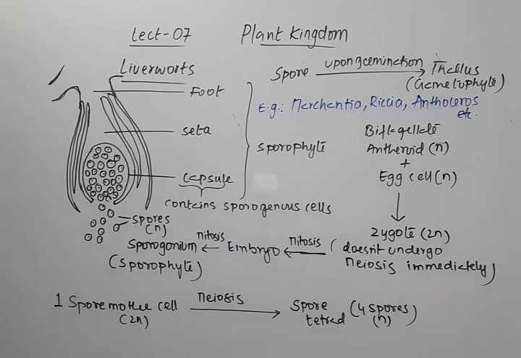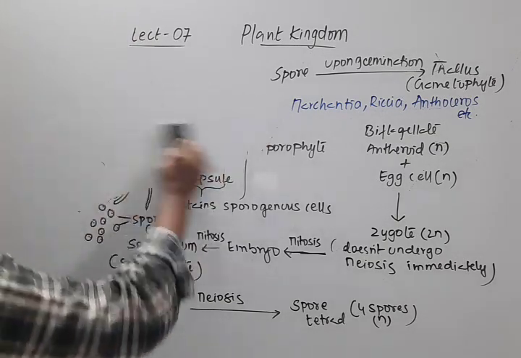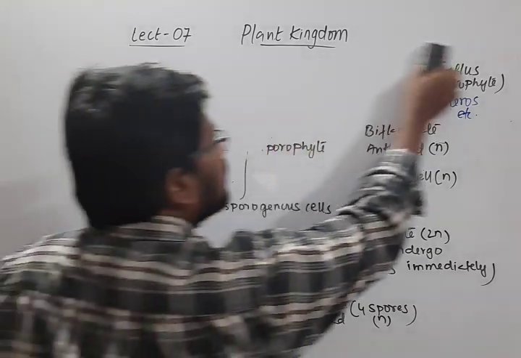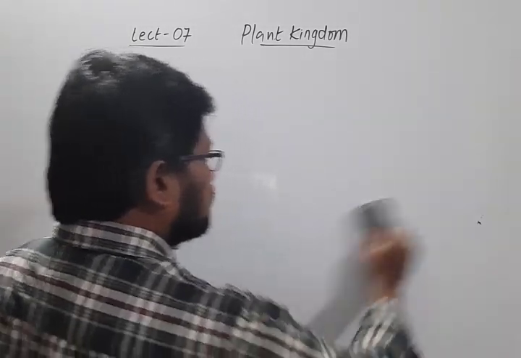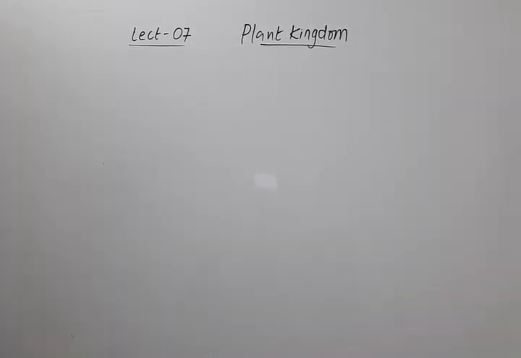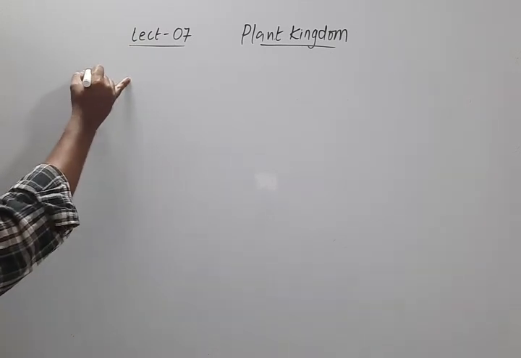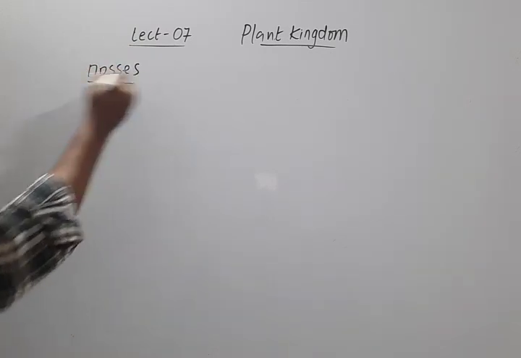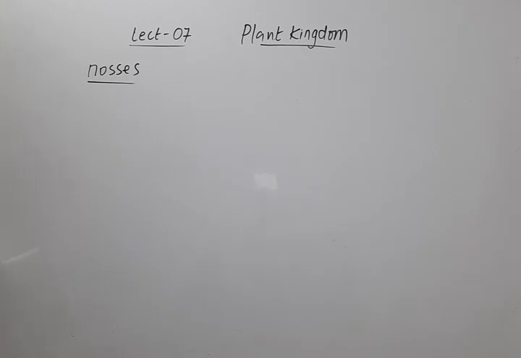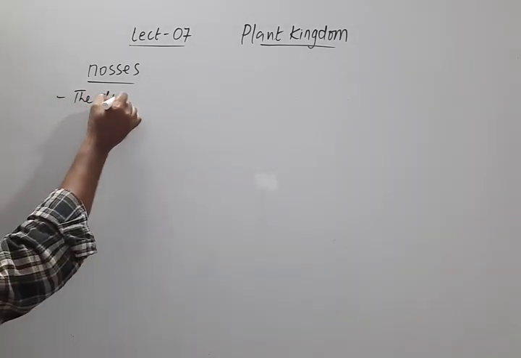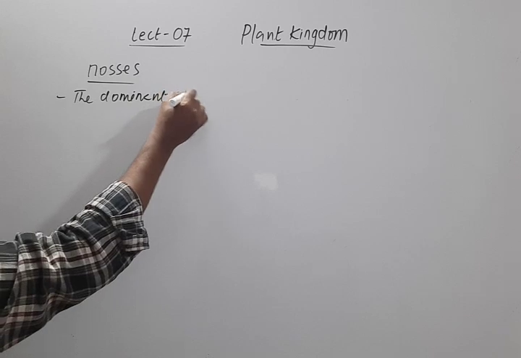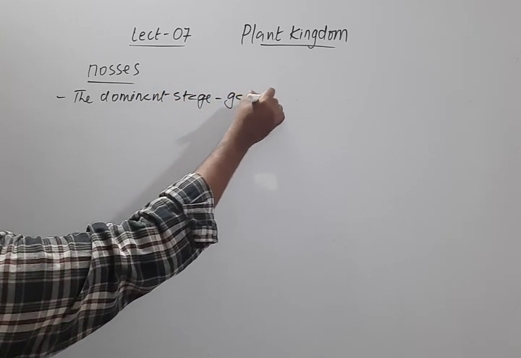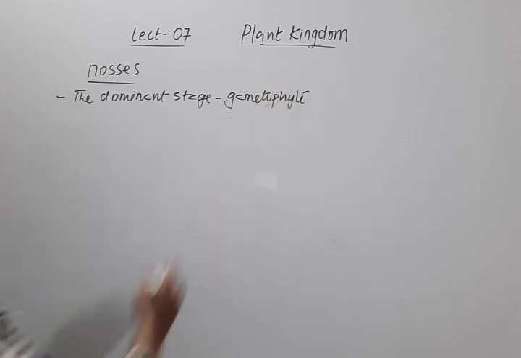Now next we'll see mosses. The next group of bryophytes is mosses. Here in mosses also the dominant stage is the gametophyte.